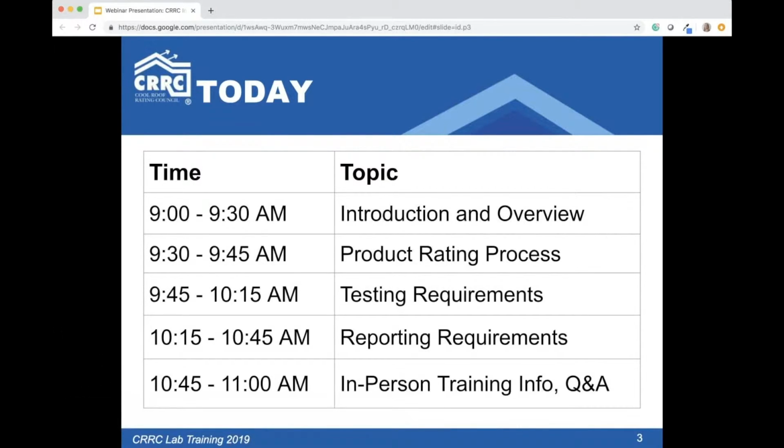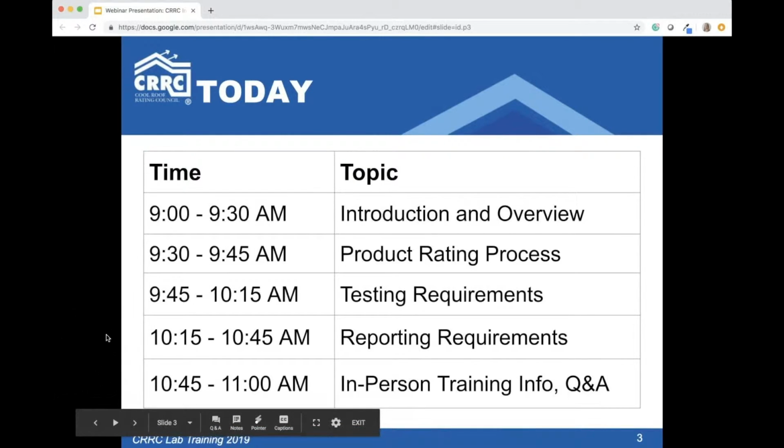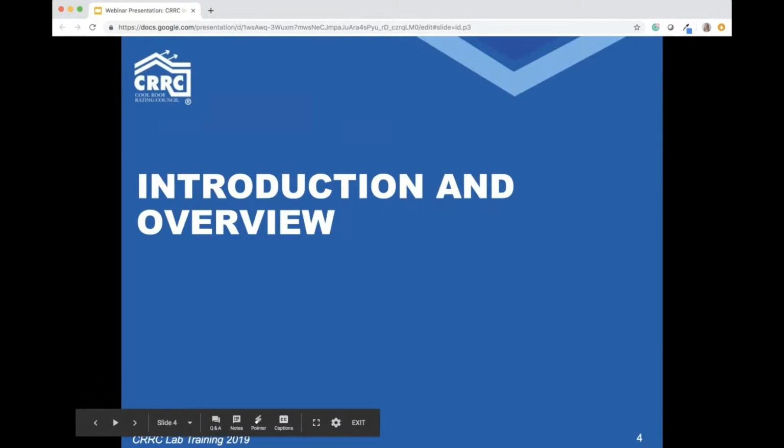In terms of today's schedule, I'm going to give an introduction and overview just about the CRRC and how we work, as well as our product rating process. We'll also go over the testing requirements and reporting requirements. And at the very end, we'll have a little bit of information about the in-person training and have that question and answer session.